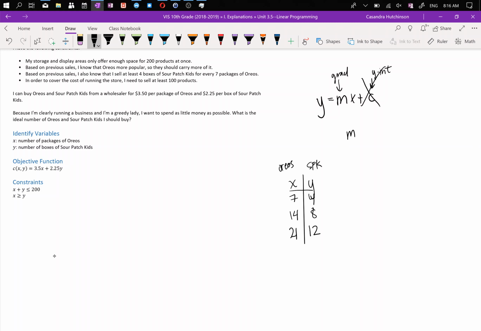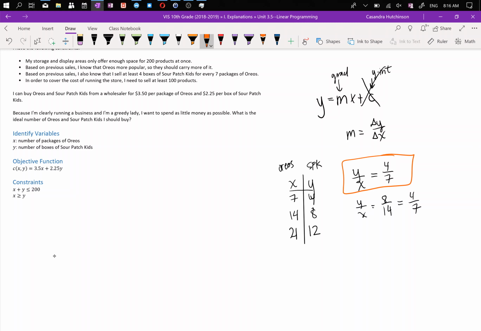And I remember that gradient is the change of y divided by the change of x, rise over run, if you will. So let's look at what happens when we do y over x. If I look at the top row, I have 4 over 7. If I look at the next row, I have 8 over 14, but that fraction simplifies, and it's also 4 over 7. So I can see this is the same relationship on every row. My relationship is represented by this.